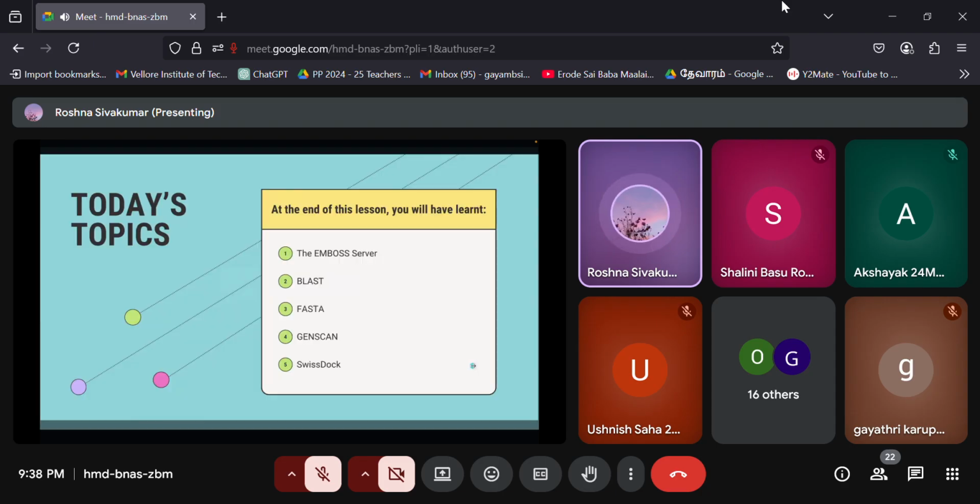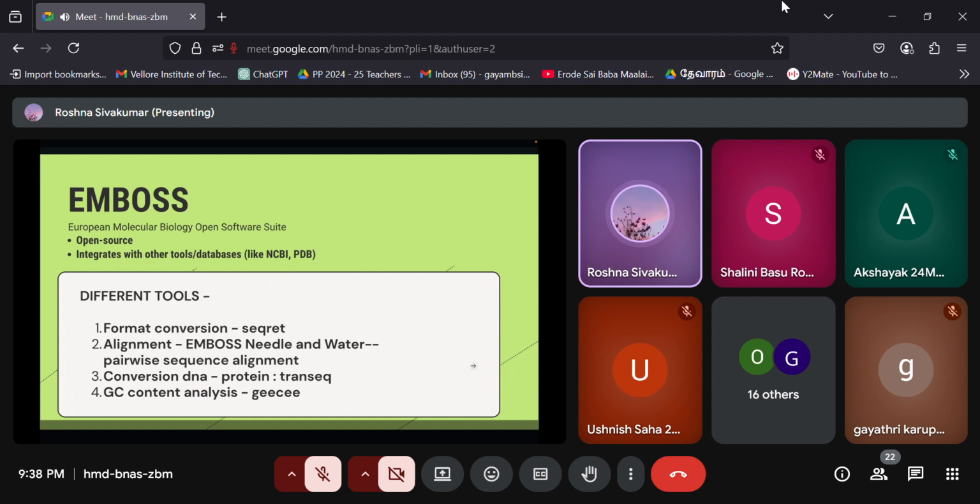Okay, this is what we will hopefully be covering today. So today we'll be looking at the EMBOSS server in a bit of detail, and then BLAST and FASTA, GenScan, and SwissDock. All right. So to start off with, EMBOSS is the European Molecular Biology Open Software Suite. It is open source and it is open to the public, like almost all of the bioinformatics tools that we have. And it integrates with other tools like NCBI, PDB, and so much more.